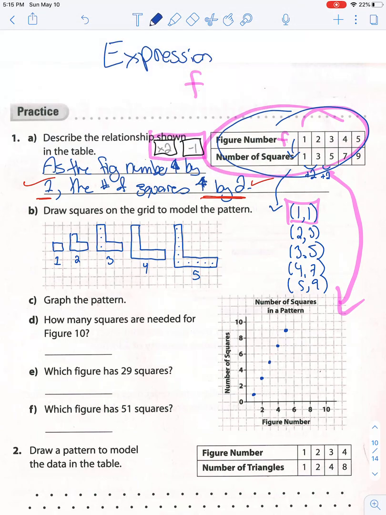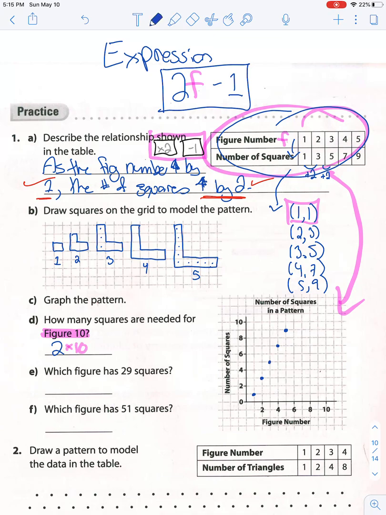So then if I'm doing the first number, it's going to be 2. Remember this is what we did last week: 2 times f, 2 times the figure number, minus 1. Okay, this is my golden expression. This is very, very helpful to have. So if my f is 10, then I can just put this into my equation, right?